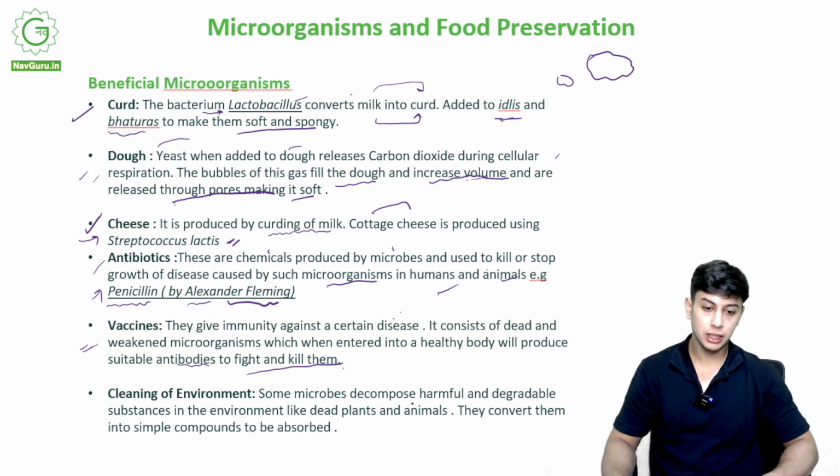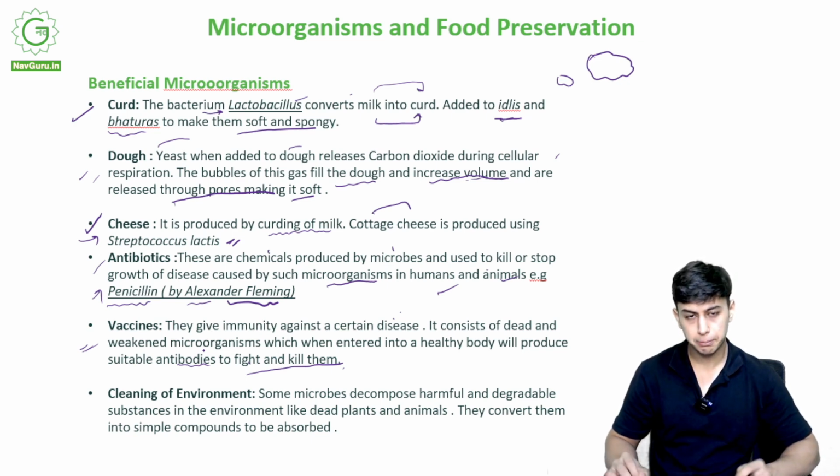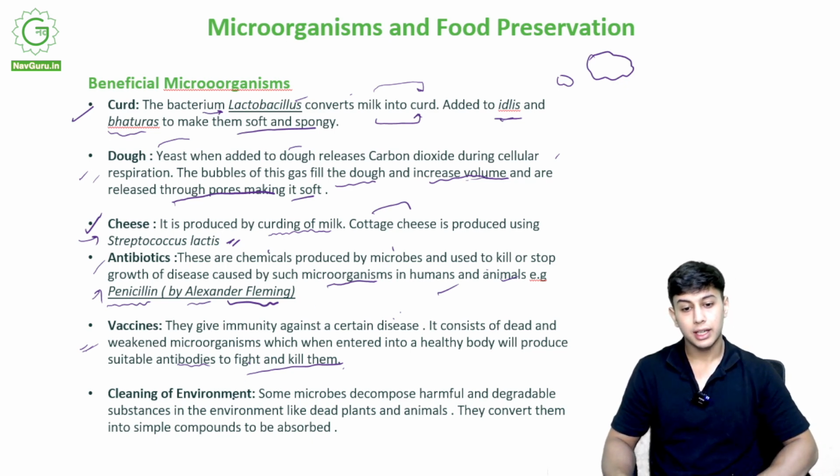Some microbes decompose harmful and degradable substances in the environment, like dead plants and animals. So what do microorganisms do? They, like fungus and all, they decompose. What do you mean by decompose? They degrade those dead and decaying parts, okay, harmful and toxin parts, into simple parts, okay, so that it can be absorbed by the soil, absorbed by the nature.